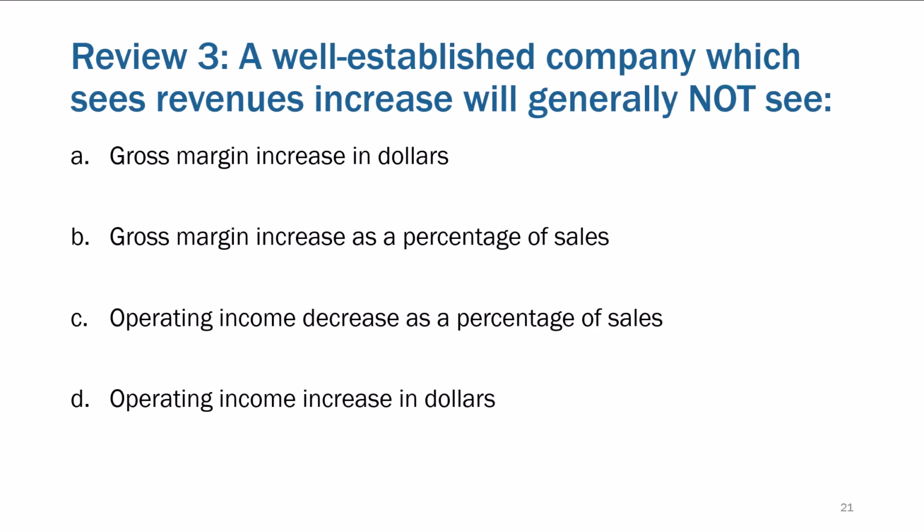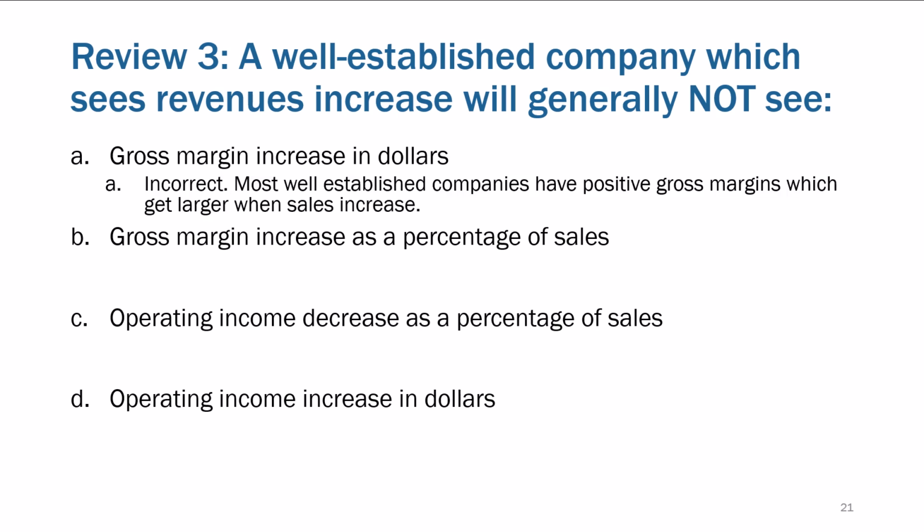So this review question, let's say a well-established company which sees revenue increase, which of these would they generally not see? So think about examples that we showed there for Uber or NVIDIA. Right? These were well-established companies. They saw revenues go up. Which of these did we usually not see?